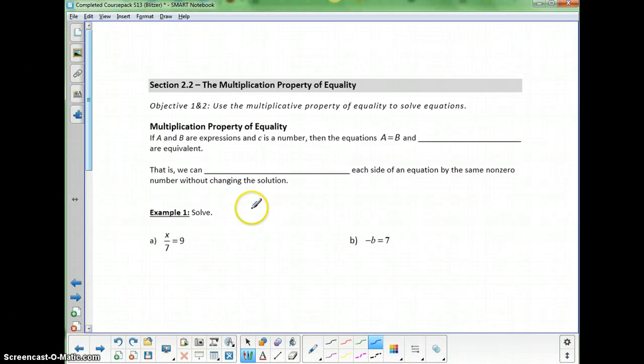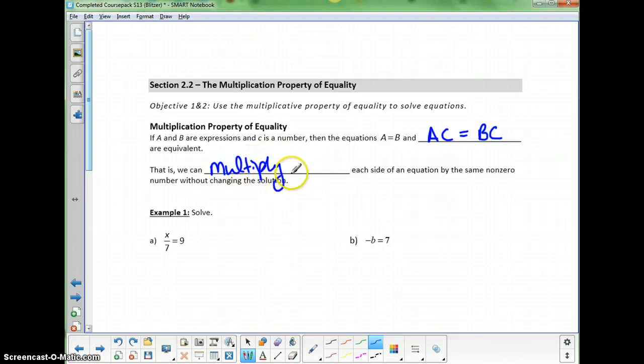Section 2.2 is about the multiplication property of equality. Similar to the addition property of equality, the multiplication property says that if A equals B, then A times C is equal to B times C. That is, you can multiply both sides of the equation by a non-zero number and you won't change the trueness of the equation.